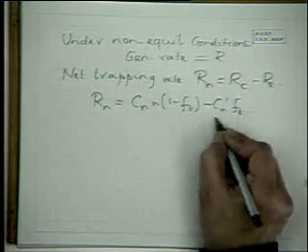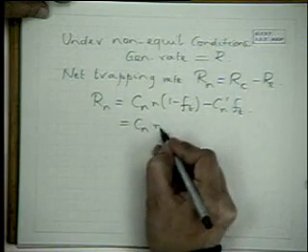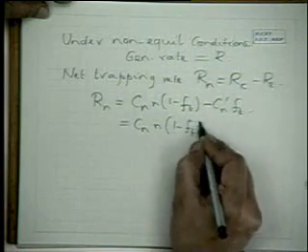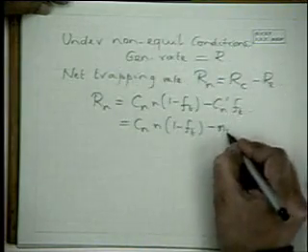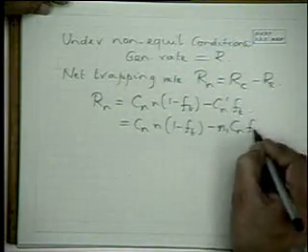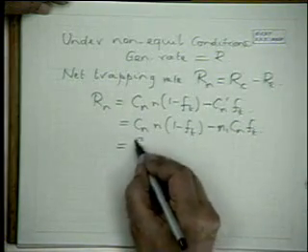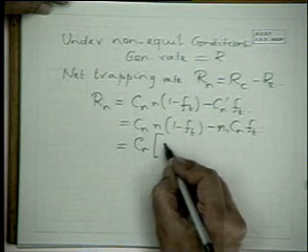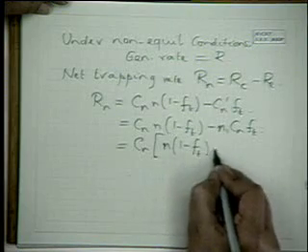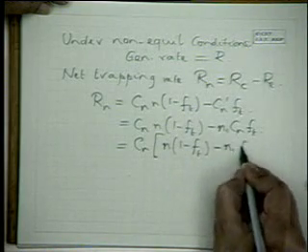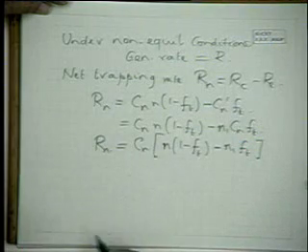Now, C dashed n is just n1 Cn, so this is equal to Cn n1 minus Ft minus n1 Cn into Ft. And if you take Cn out common, Cn into n1 minus Ft minus n1 Ft. So this is the capture rate for electrons.